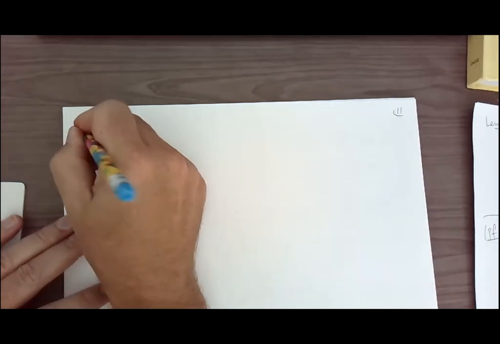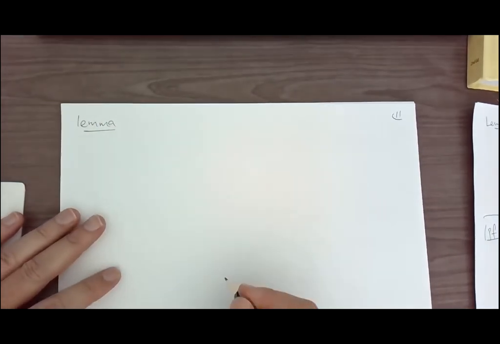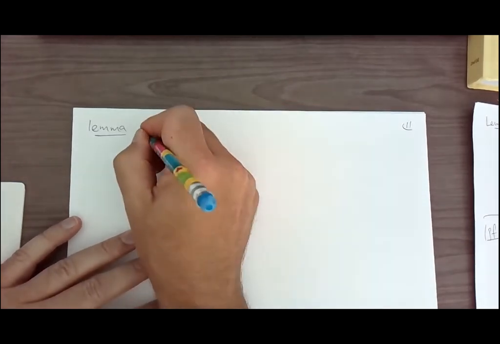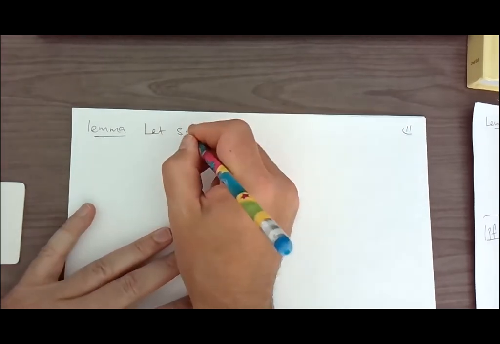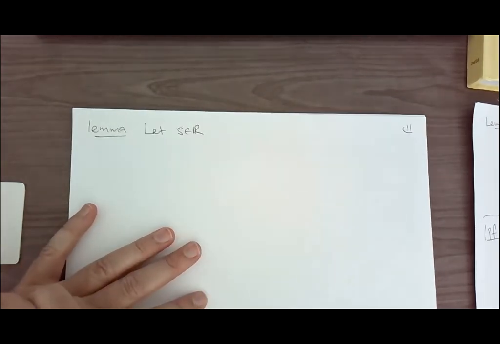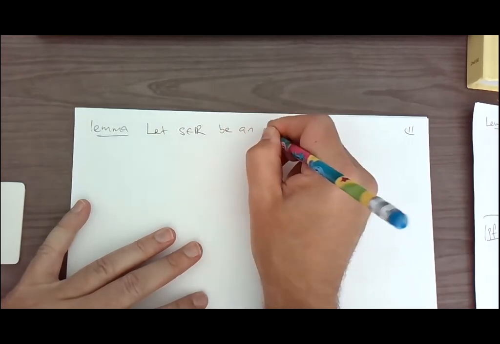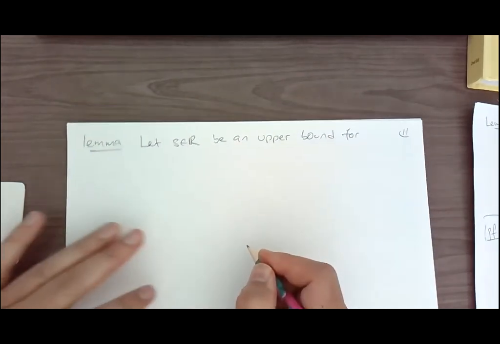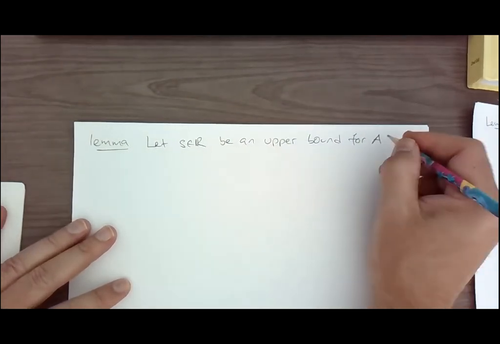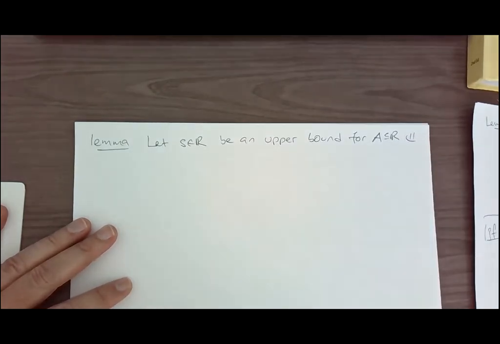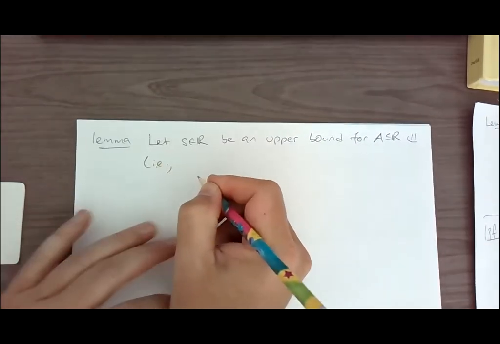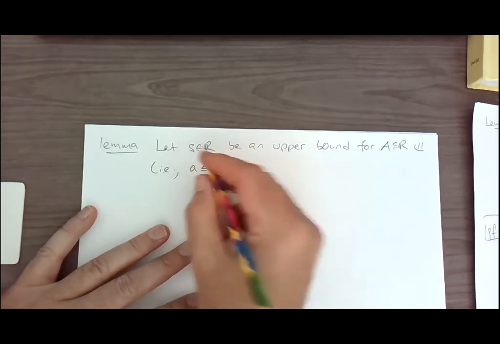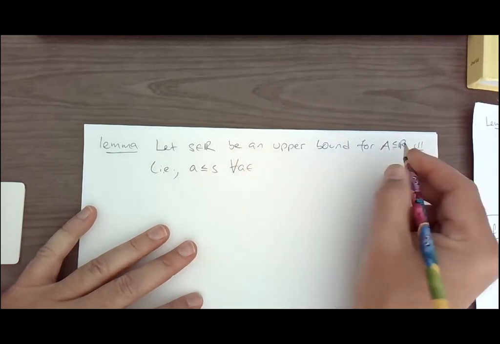The first one, Abbott calls it a lemma. He says take a number, he calls it S. Let this be an upper bound, not necessarily the smallest, for A, and A is a set. Remember, an upper bound just says that anything you take in the set A is going to be less than or equal to the upper bound S, no matter what point you pick.